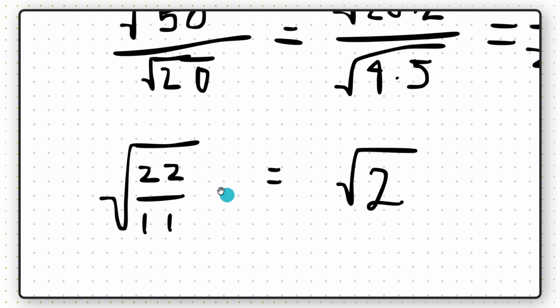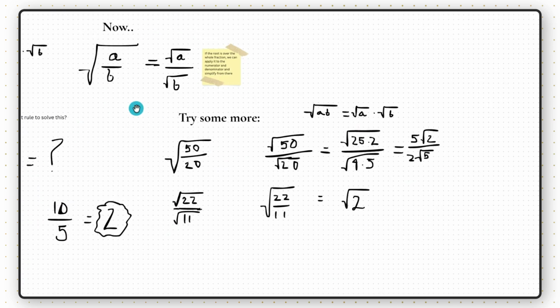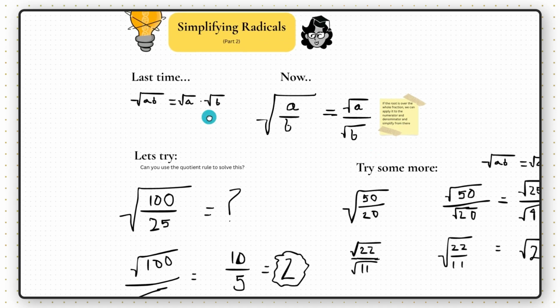Anyways, that's it for this video. If you understand the product rule right here, you will have no problem understanding the quotient rule or any other laws that we are going to come across soon.